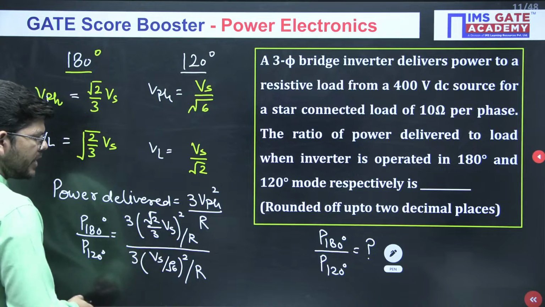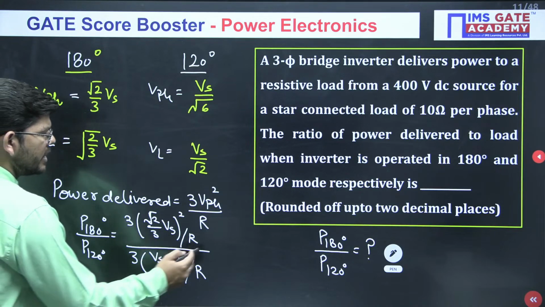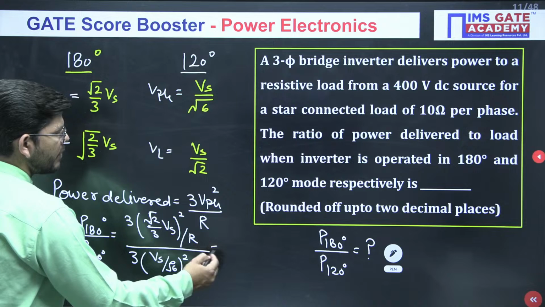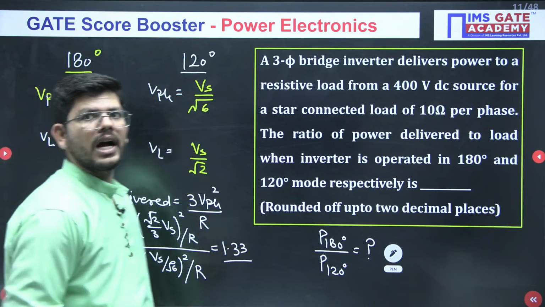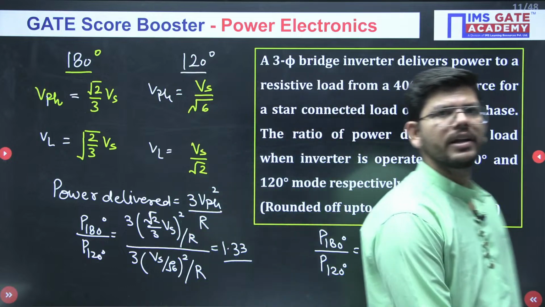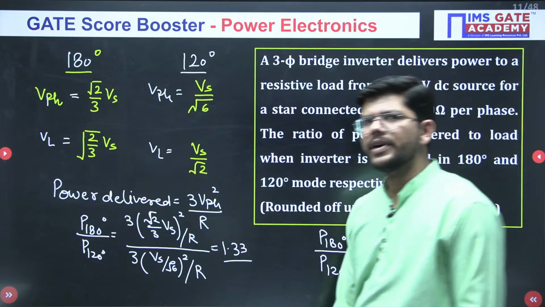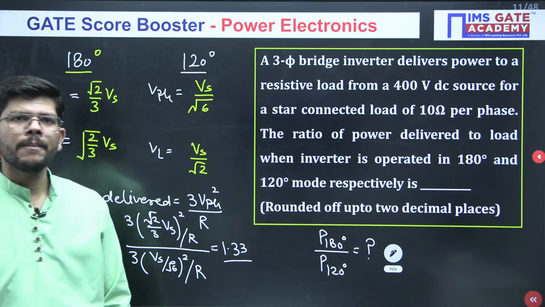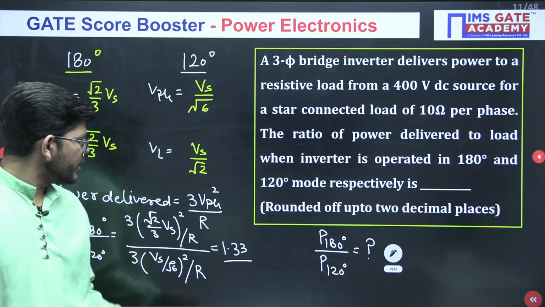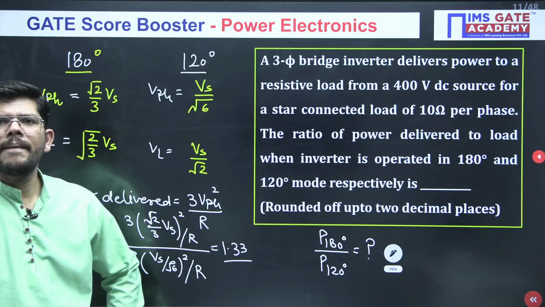So Vs square and R get cancelled, 3 and 3 get cancelled, and finally when you solve it, you will get an answer of 1.33, which Aryan is getting. Very good, Aryan. Nilmesh, are you getting the same answer? And what about Divya, Selja, Nitya, Niharika? Are you getting 1.33 as the answer?